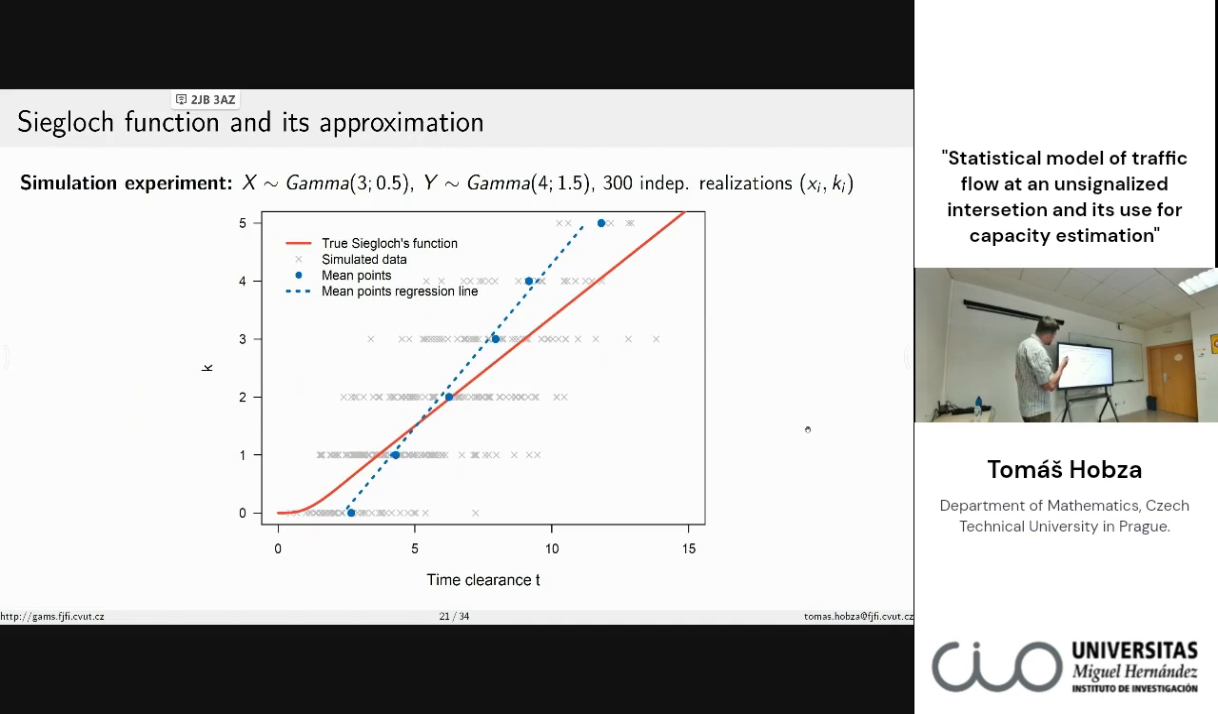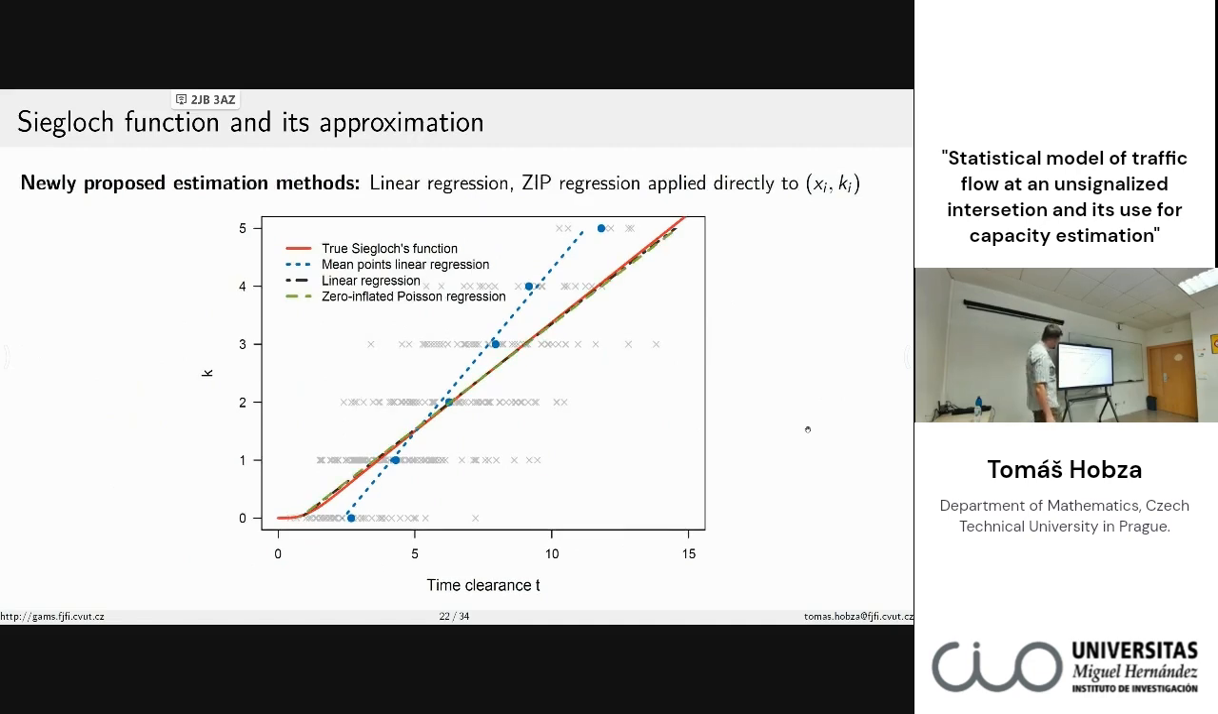So the next figure is the same figure, but I put there two more estimates. The first one, the black line, is the linear regression.